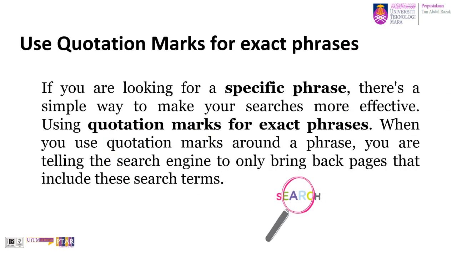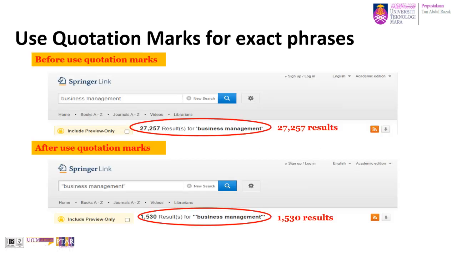So the other part would be quotation marks, the use of quotation marks. If you are looking for a specific phrase, there's a simple way to make your searches more effective: using quotation marks for exact phrases. When you use quotation marks around a phrase, you are telling the search engine to only bring back pages that include these search terms. For example, a phrase like business management, or the one I mentioned earlier, job performance. Not just a word, a phrase, a combination of words.